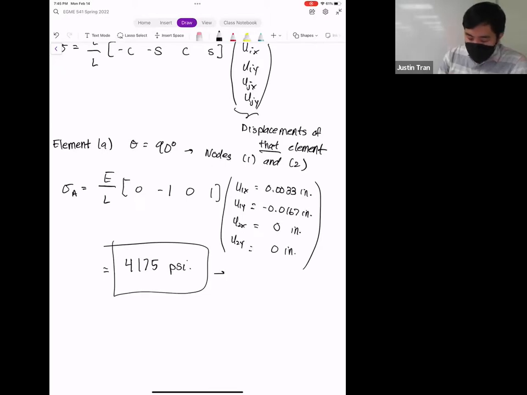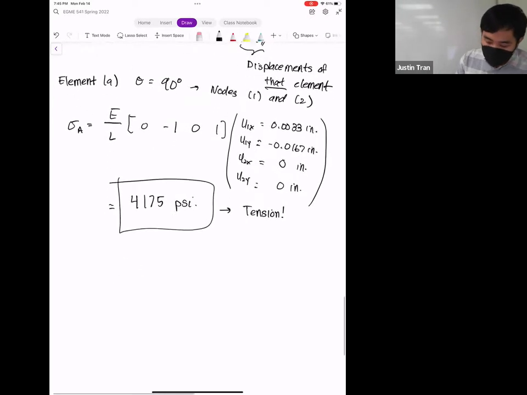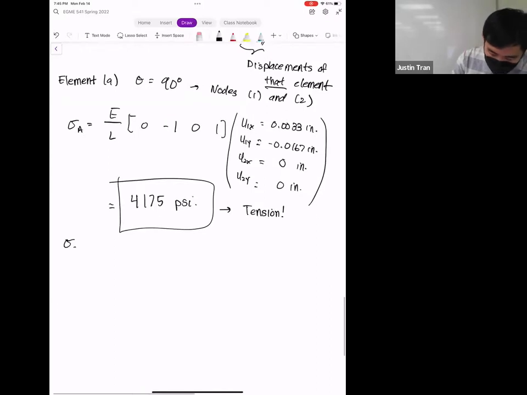Okay, and the fact that we got a positive number here tells us that this element is in tension. Okay, and so element A is being stretched out. It's being stretched out with a tensile stress of 4,175 psi. Okay, and so now let's do element C.